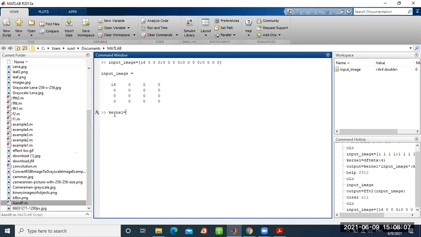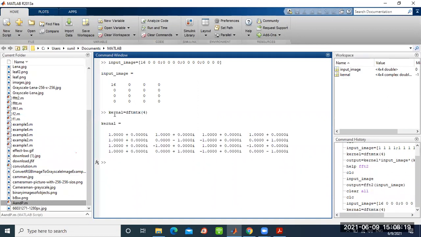How do we find the kernel? Which function should we use? The DFT matrix function, dftmtx, with size 4. It will give the DFT matrix. Now finding the output: output will be equal to 1 by 16, because n equals 4, that is 1 by n square.